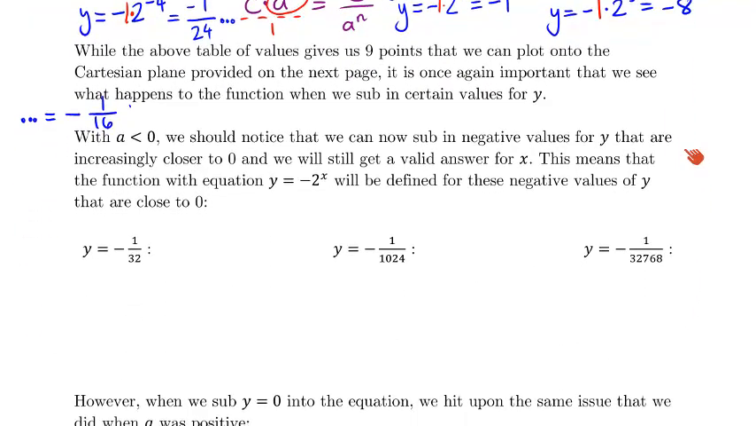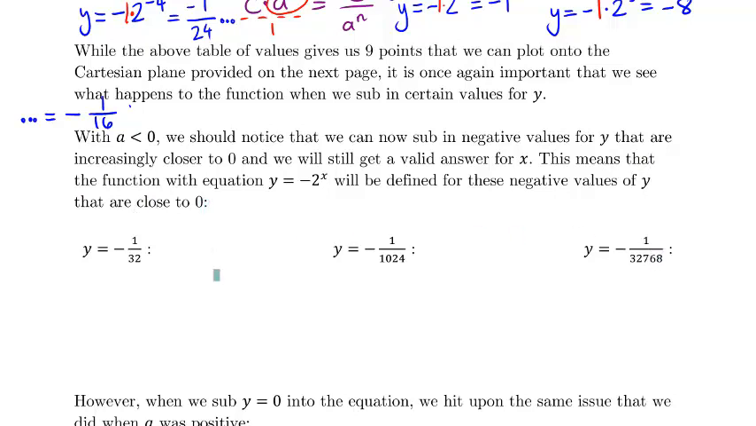While the above table of values gives us 9 points that we can plot onto the Cartesian plane provided on the next page, it is once again important that we see what happens to the function when we sub in certain values for y. Now with a less than 0, we should notice that we can now sub in negative values for y that are increasingly closer to 0, and we will still get a valid answer for x. This means that the function with equation y equals minus 2 to the x will be defined for these negative values of y that are close to 0, guys.